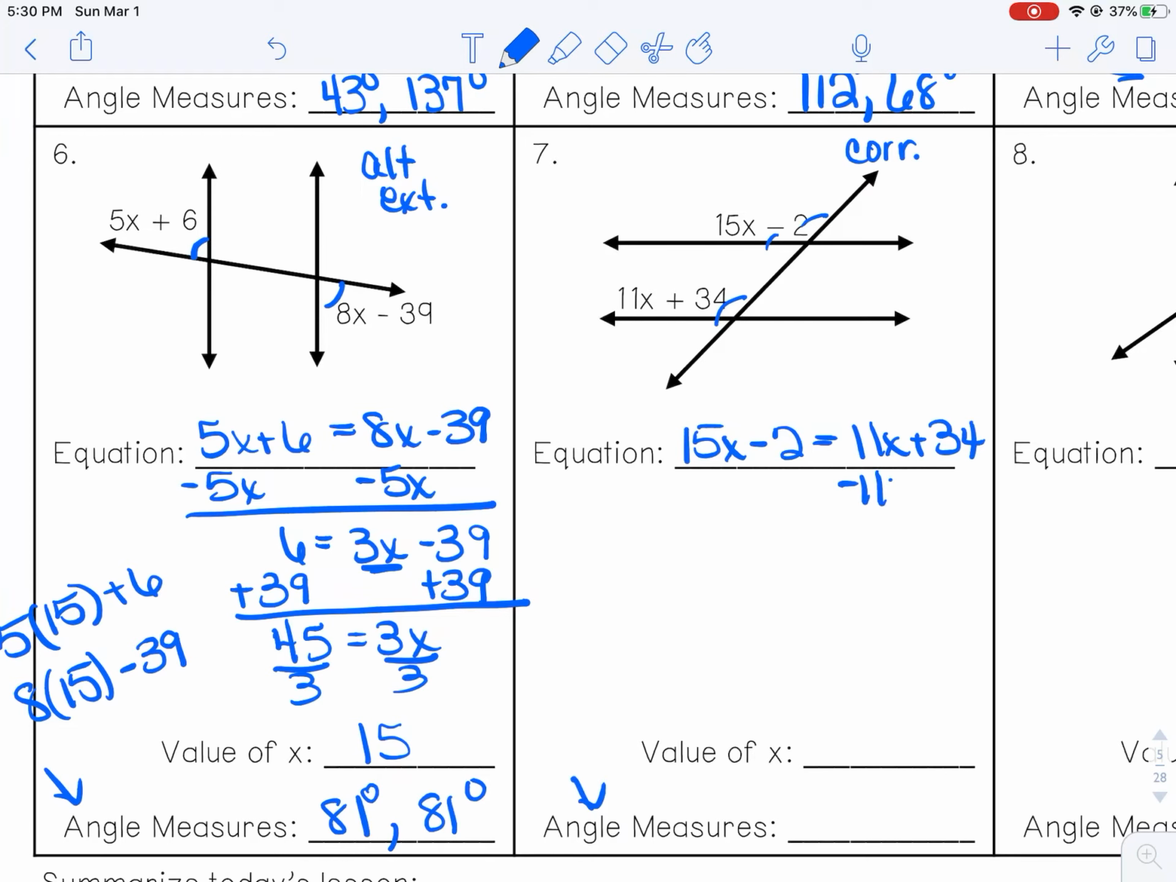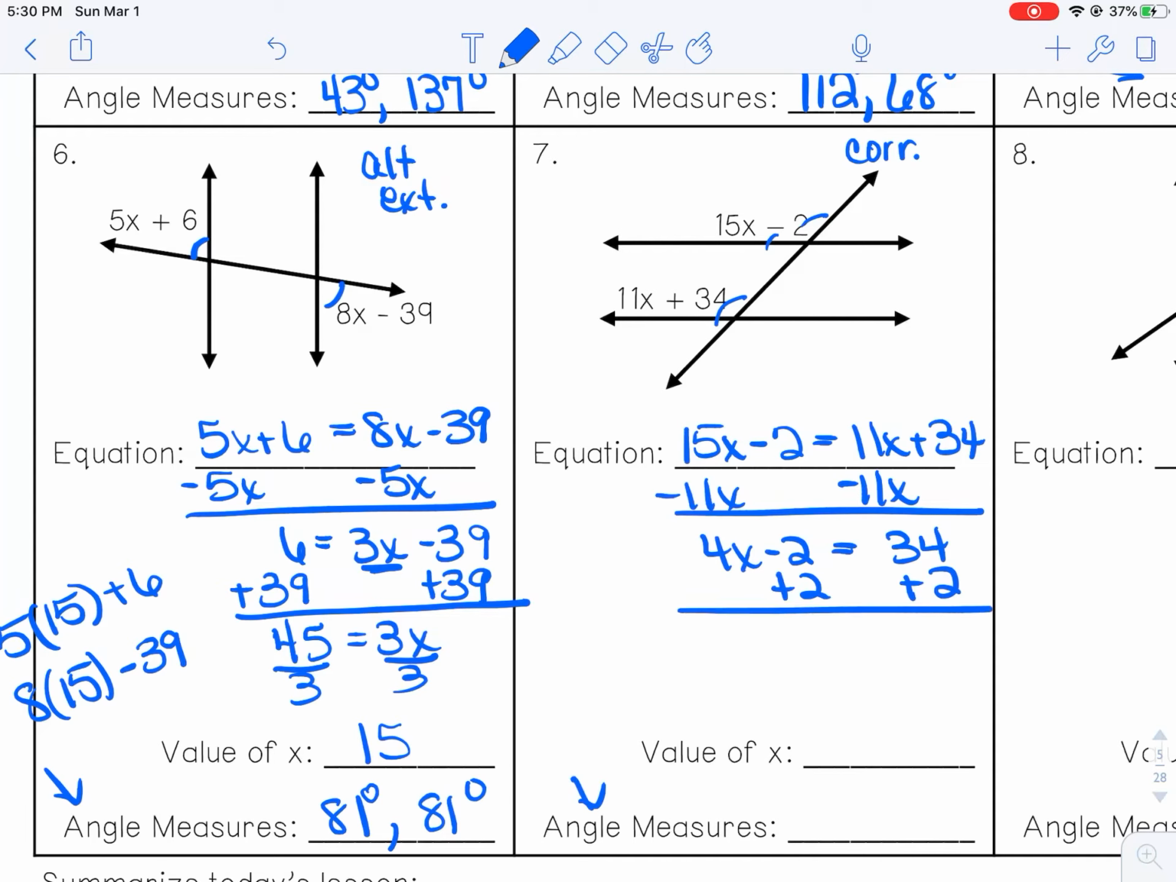We're going to get rid of the 11x first because it's smallest. And I'm left with 4x minus 2 equals 34. I'm going to add 2 to each side. And I have 4x is equal to 36. I'm going to divide each side by 4. And the value of x is 9.